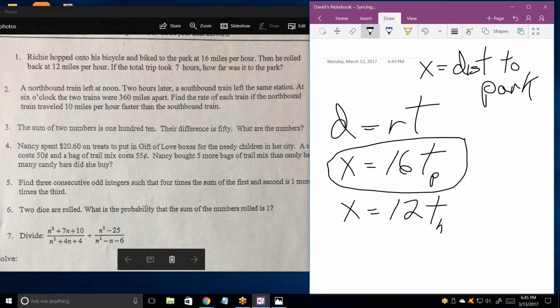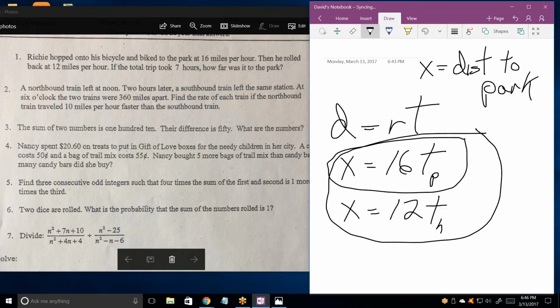Now, notice that I still have 2 equations and 2 variables. I got X, which is what I'm trying to solve for, and I got the time it took to get to the park, and I got the time it took to get home. Well, that's actually 3 variables. I got X, I got T sub P, and I got T sub H. Well, I can't solve 3 variables and 2 equations. But I got another equation.